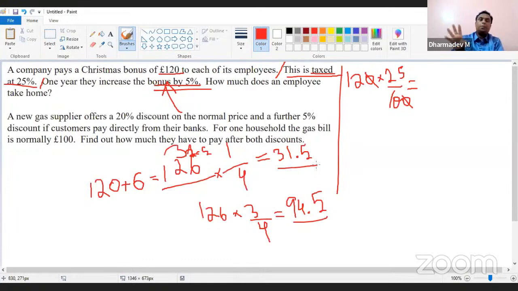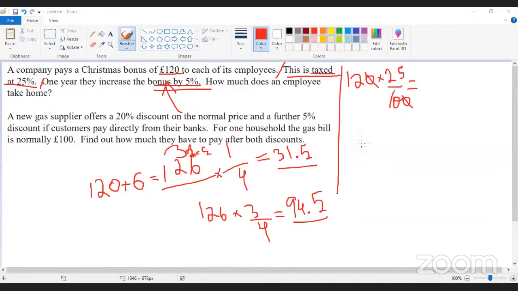Are you clear? A company pays 120 euros as bonus, a 5% bonus increment is given. Now it is being taxed. This is the way you need to understand. Are you clear with that? Are you clear? No. Okay. Excuse me, sir. Yes.